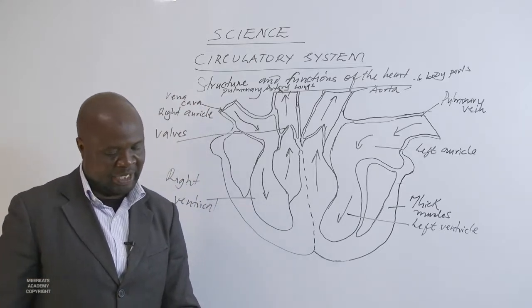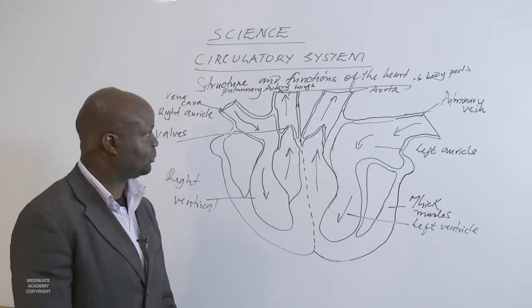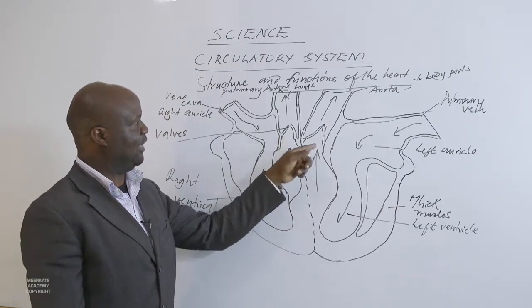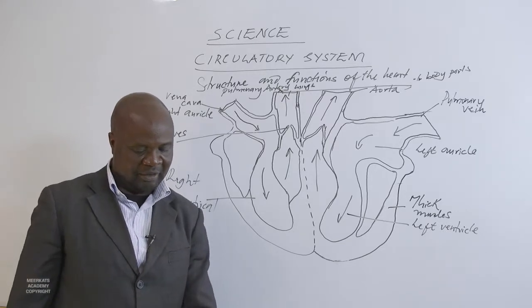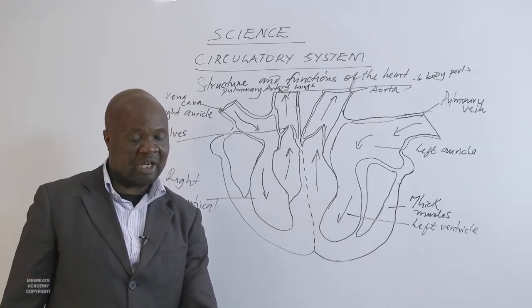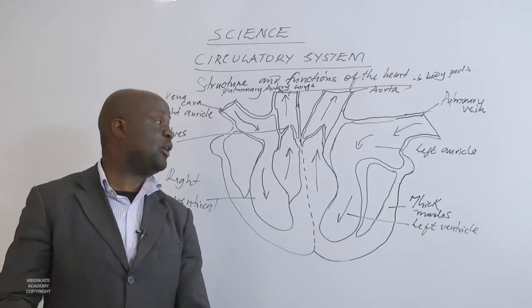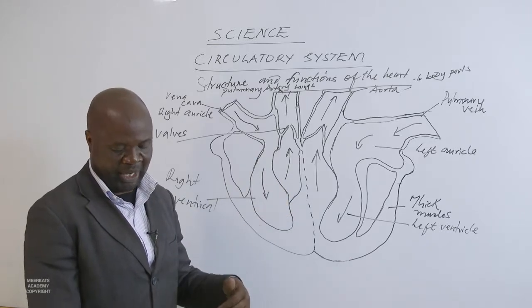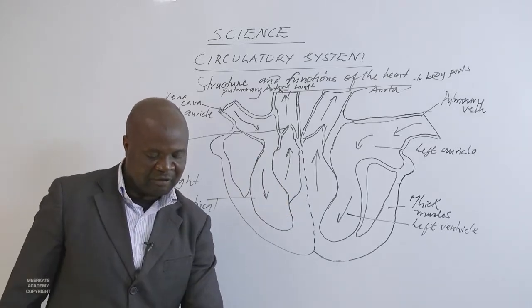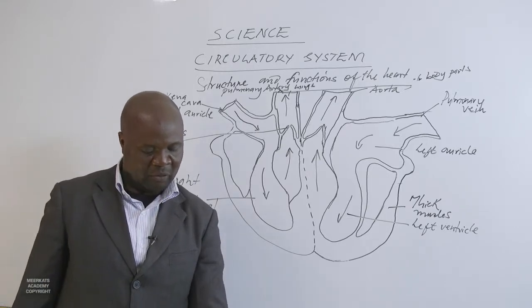Then we are saying there are two valves between the auricles and the ventricles. You can see the valves are there. They prevent blood from flowing back, so that blood just moves forward. These valves between the auricles and ventricles prevent the backflow of blood.